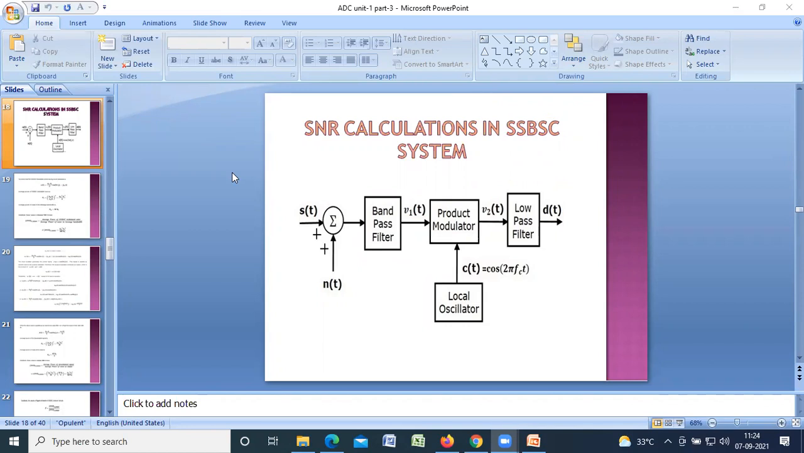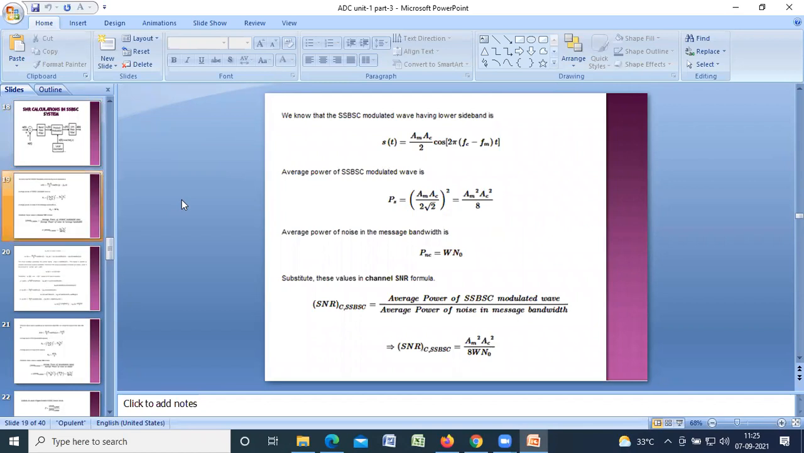Now, very first is the single sideband suppressed carrier modulated wave. Suppose we have assumed here lower sideband. Lower sideband means frequency FC minus FM. When we are talking about upper sideband, then frequency is FC plus FM. Do you remember this? The sum of two frequencies is called upper sideband, and the difference of two frequencies is called lower sideband.